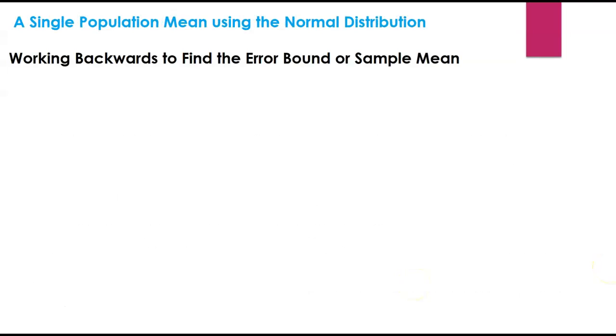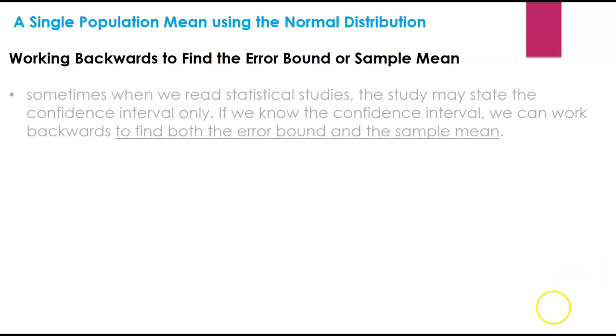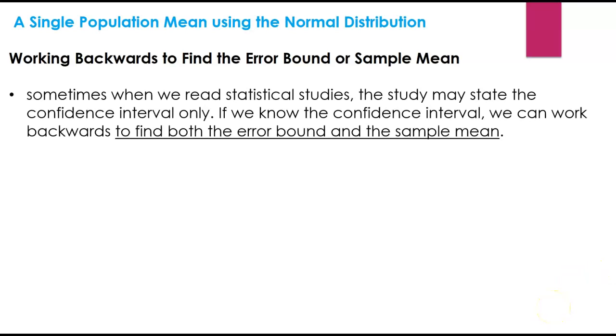Another thing we can do is working backwards to find the error bound or the sample mean if we know the confidence interval. Sometimes when we read statistical studies, the study may state the confidence interval only. If we know the confidence interval, we can work backwards to find both the error bound and the sample mean.